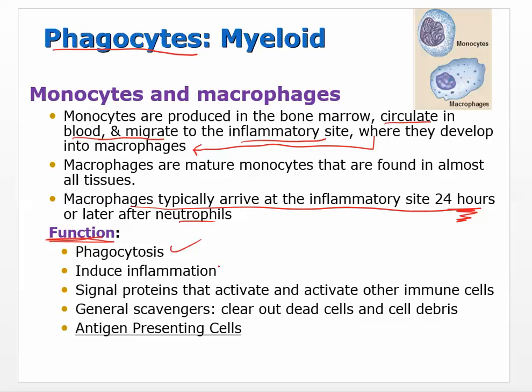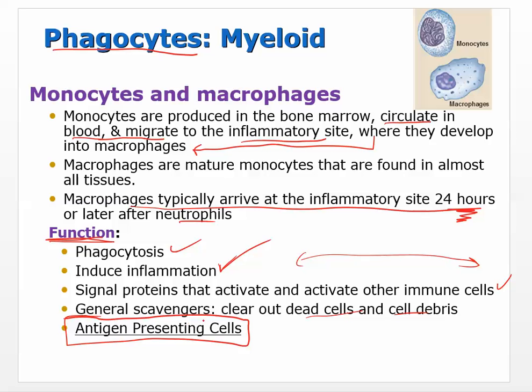Phagocytosis, yes. Inducing inflammation, yes. They send out signals telling other macrophages, or other cells, that there's something going on. Induction of inflammation is a little more specific, but they have signal proteins that activate other immune cells, so it works together with the whole inflammatory response that we've talked about. They're also general scavengers, clearing out dead cells, dead debris, whatever. And this is what I was mentioning earlier: this is where they tell the lymphocytes what's going on.